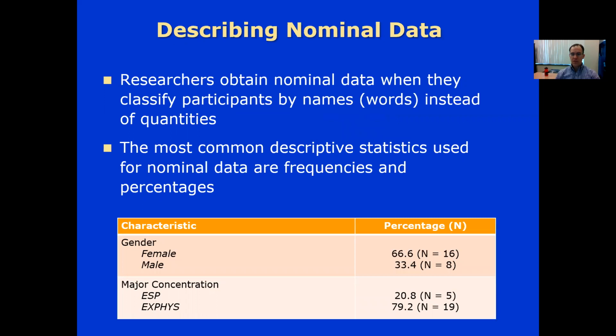Now, when we're describing nominal data, researchers obtain nominal data when they classify participants by names or words instead of quantities. So, for example, if you want to identify females as 1 and males as 0, there isn't a one-more difference between the females and the males. It's just a way to quantify them in statistical analysis. Now, the most common descriptive statistics used for nominal data are frequencies and percentages.